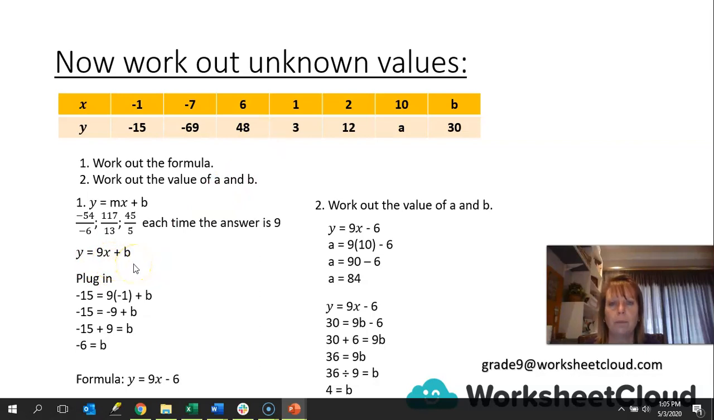And then we had to work out b, so we plugged in an ordered pair. We ended up with b being minus 6. We used our formula y is equal to 9x minus 6, and we plugged in what we knew to work out a, and then we plugged in what we knew to work out b.